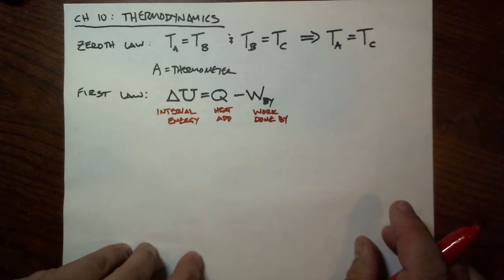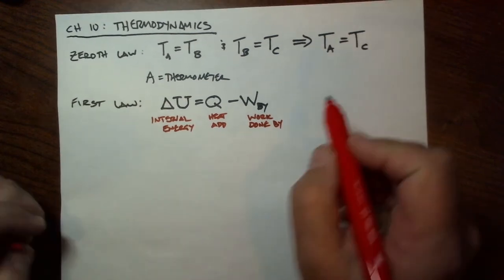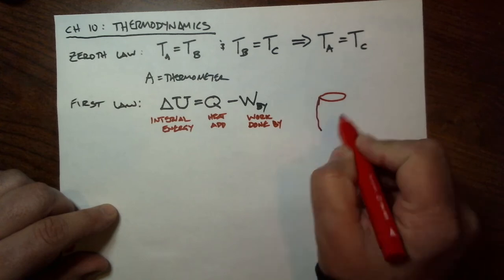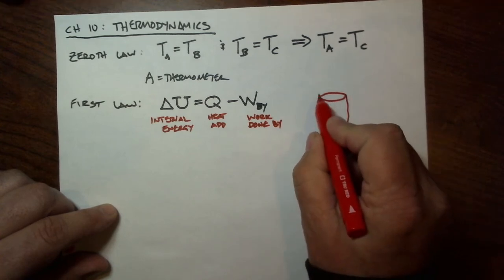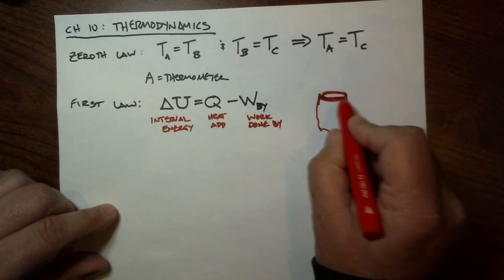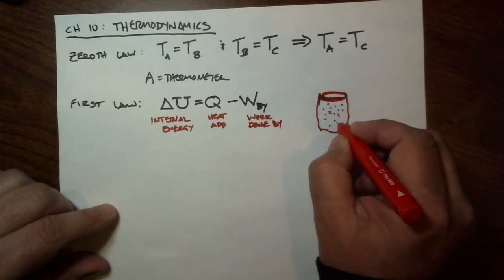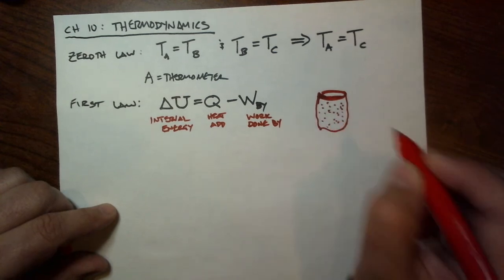Now, what do I mean by a system? Well, what if we had a glass jar, and I don't know how to draw a glass jar, so we'll just draw something with a lid on it there. And inside this glass jar were a bunch of gas molecules. That's what would happen if you sealed up a glass jar.